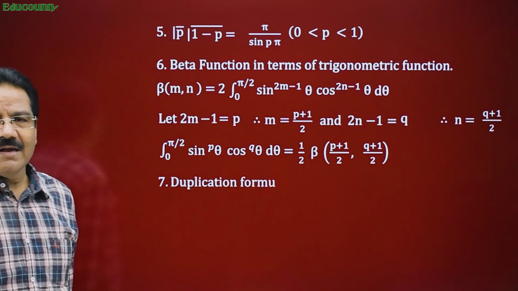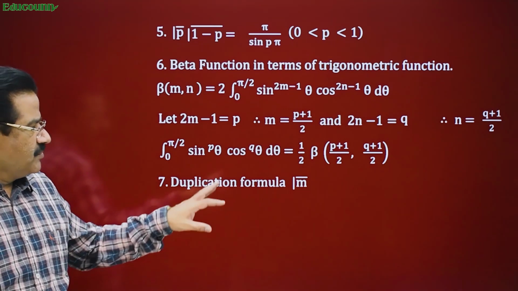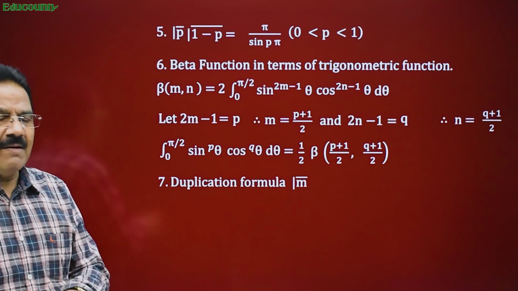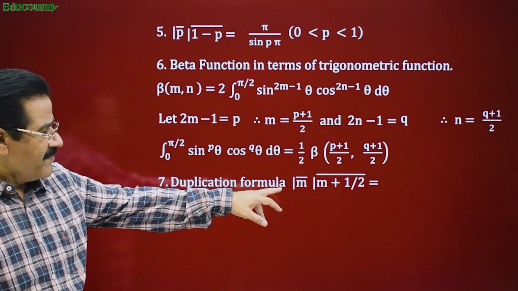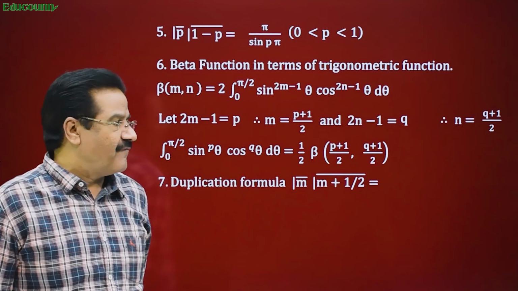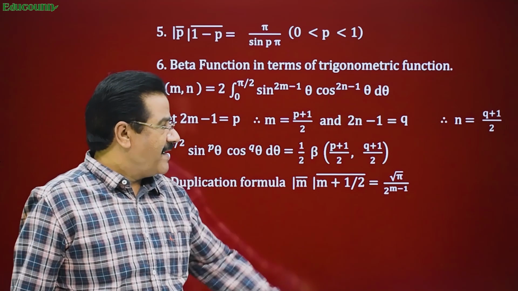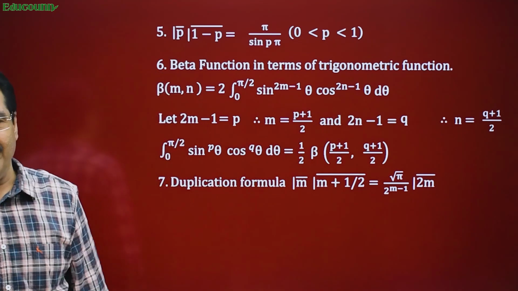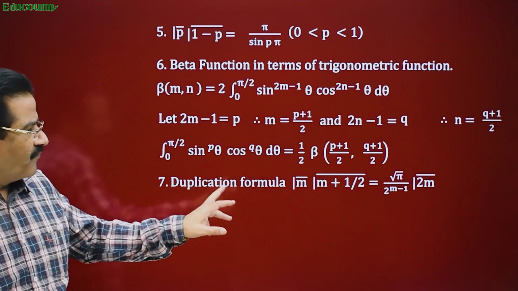Now the second one is the duplication formula. This formula is useful for certain examples, so remember this formula as well. Gamma of m into gamma of m plus half is equal to root pi upon 2 raised to m minus 1, gamma of 2m. So this formula is called the duplication formula.